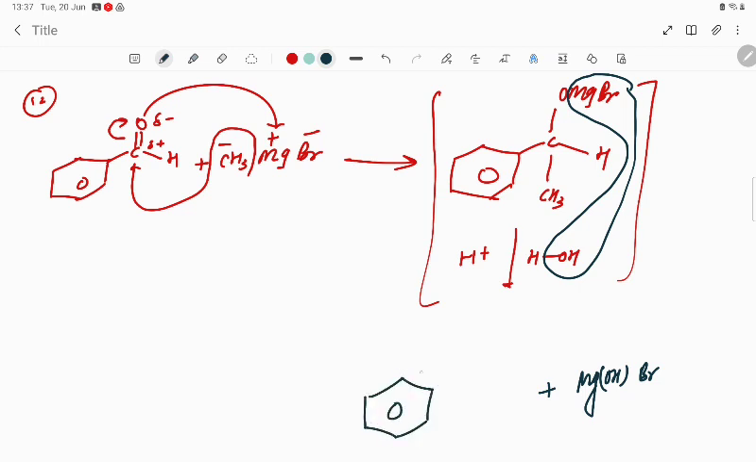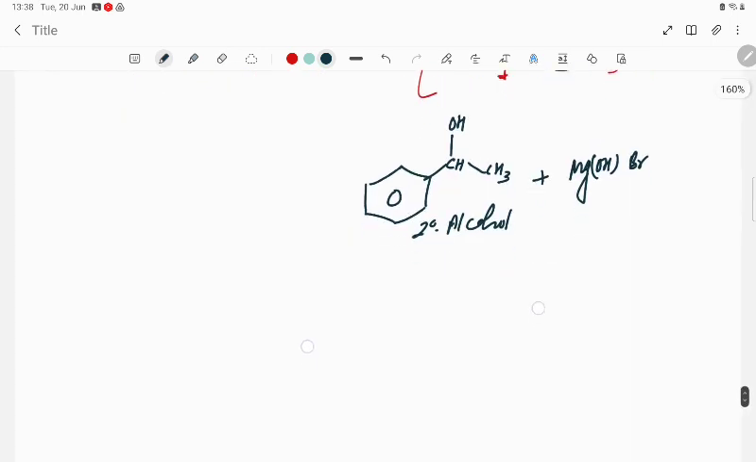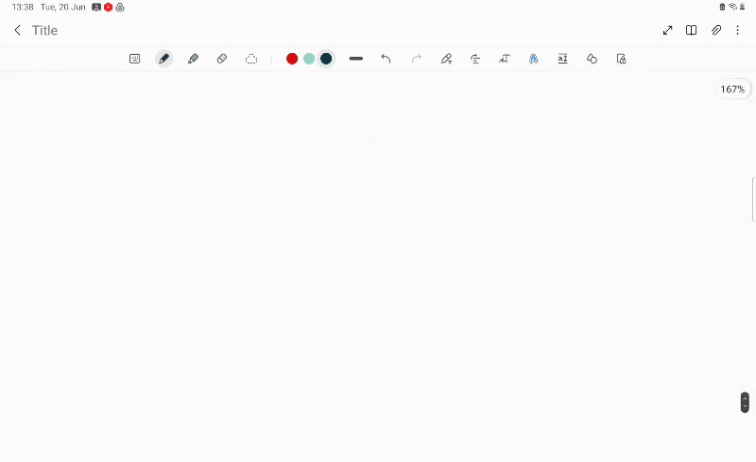Since it is aldehyde, the alcohol should be 2 degree alcohol. This is OH, here is H, this is CH3. So the degree of alcohol is 2 degree alcohol. So you see, other than methanol, student, all aldehydes give the 2 degree alcohol.